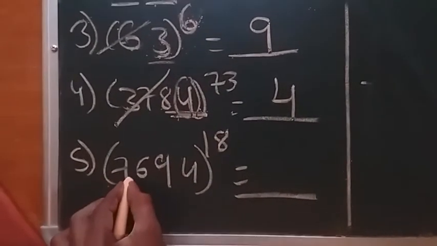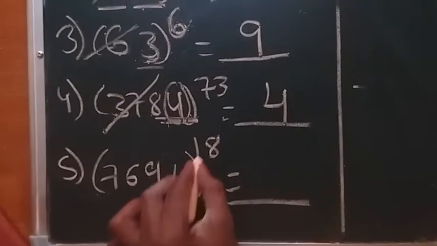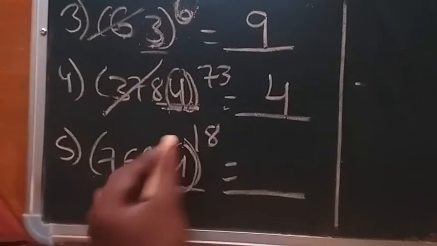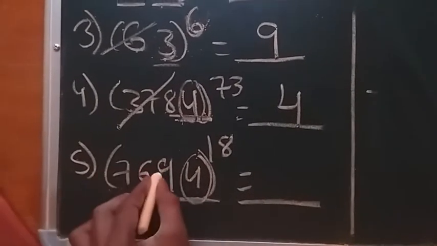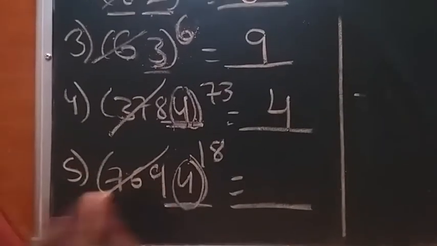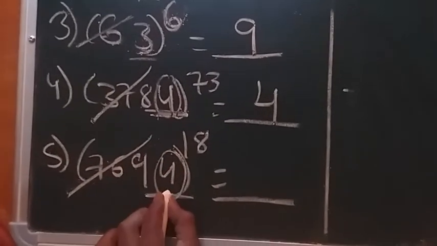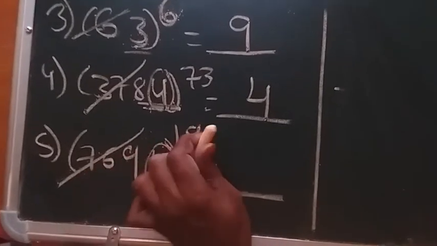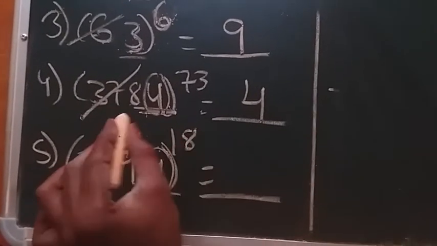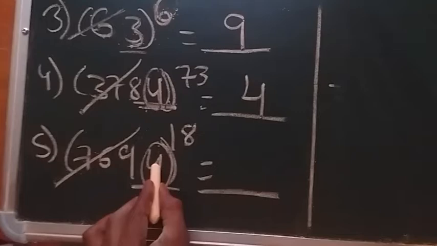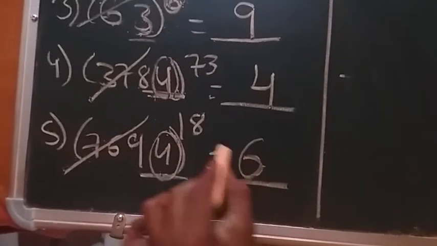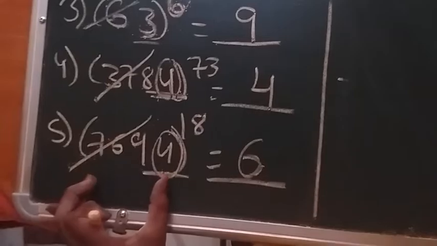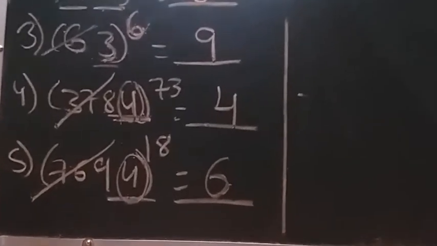See the fifth one, 7694 whole power 18. Here units place is having 4 and the remaining number m is 769. Forget about the m. Please concentrate only on 4. That is units place. Check the power. Here power is 18. Whenever the power is even, for 4 you will get 6. Here the power 18 is even. So the units place for the given question is 6.